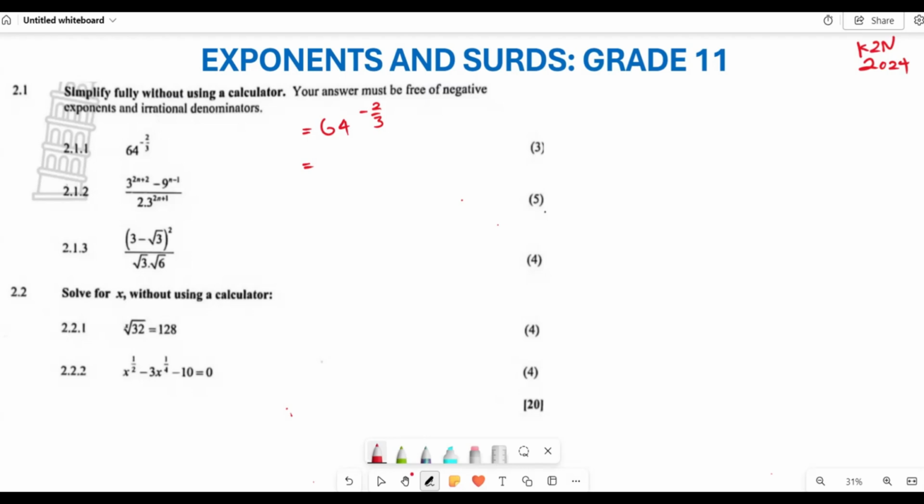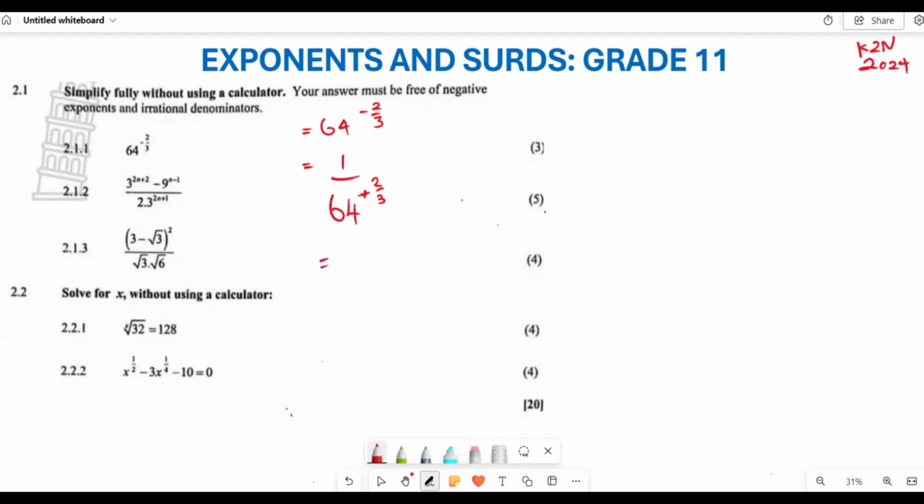So to change the exponent from negative to positive, I am going to write this as 1 over 64 to the power of negative 2 over 3. Are we together? Now what I can do from here is look at this: this is now positive. Remember, the reason why I was doing this was so that I can change this to a positive. Are we together? So this is positive, which means this is 1 over 64.